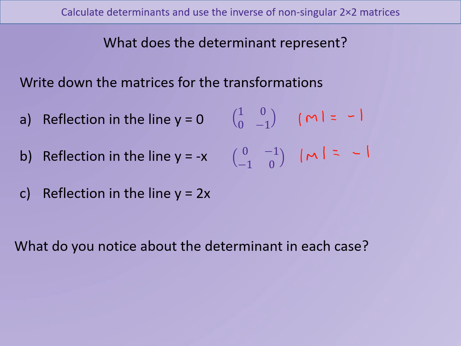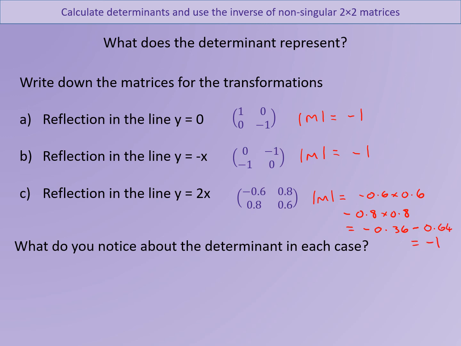And then the final one, the reflection in the line y equals 2x is given by the transformation minus 0.6, 0.8, 0.8, 0.6. So that gives us a determinant of minus 0.6 times 0.6 minus 0.8 times 0.8, which is negative 0.36 take away 0.64, which again gives us negative 1.